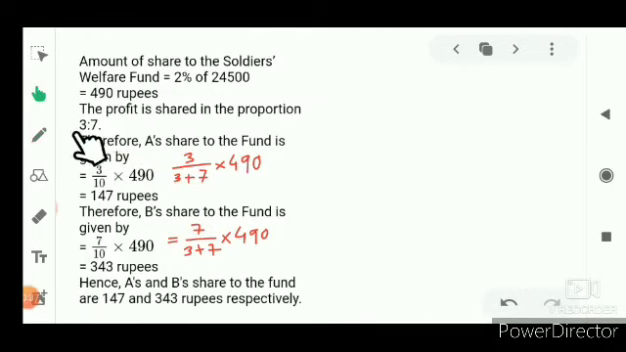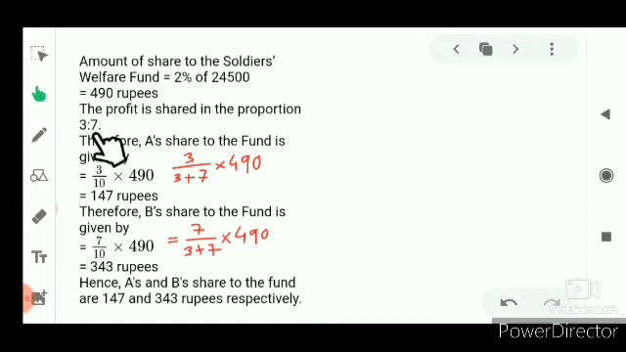Here A's share is 3x and B's share is 7x. So A's share is 3 upon 3 plus 7 into the total amount given to the fund, that is 3 upon 3 plus 7 into 490. That is 3 upon 10 into 490. This is A's share. That will give 147 rupees as the share of person A.